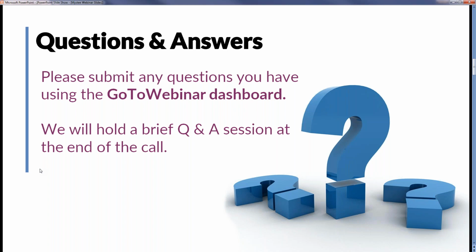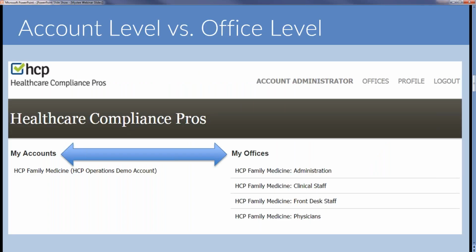All right. So let's go ahead and get started. The first thing that I like to review on these webinars is the structure of the HCP website. We get a lot of questions from account administrators regarding the differences between the office level and the account level, and it can definitely be a source of confusion. So today I'd like to spend just a moment clarifying the reason that our program is designed this way, as well as the different functions that you can perform at each level.